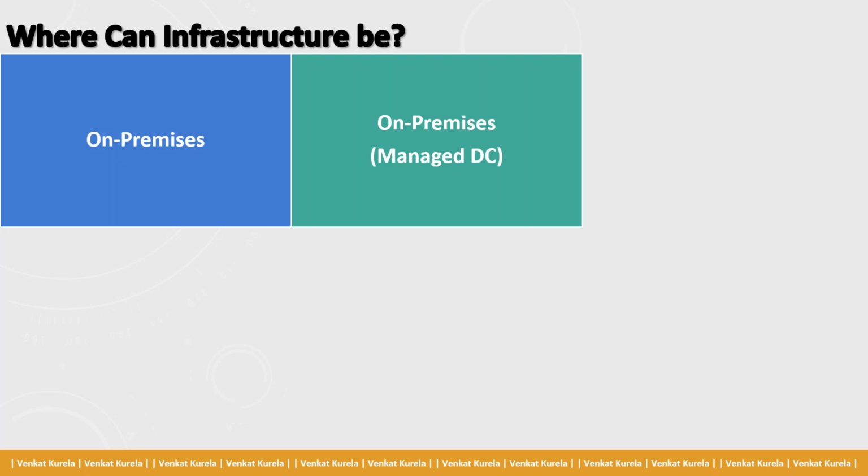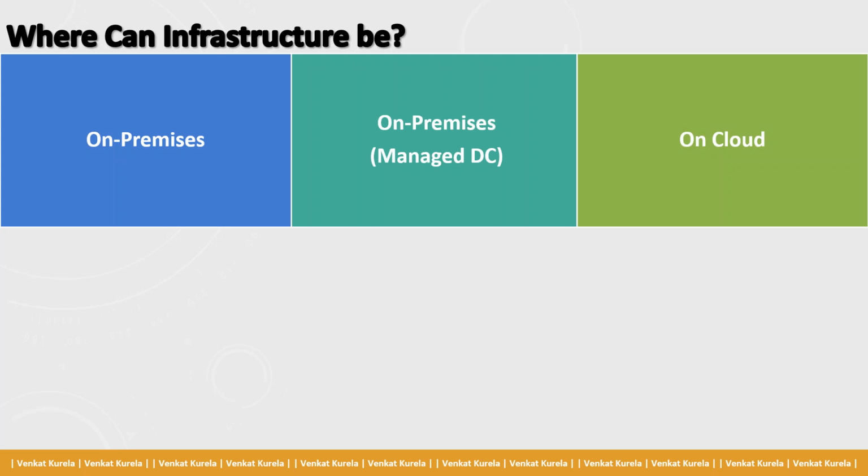Whoever demonstrates those skill sets and quotes a low price will get the project for, let's say, 3 years or 5 years, and they have the SLA to sign on. This is the on-premises managed data centers model. And the third possibility is on cloud.